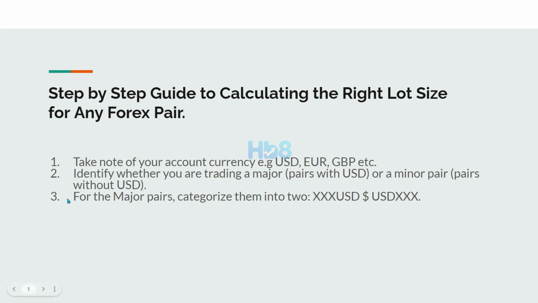Then number 3, the third thing to look at is for the major pairs, categorize them into 2, that is XXX USD and USD XXX, okay? So those pairs that have USD as the quote currency and the ones that have USD as the base currency.